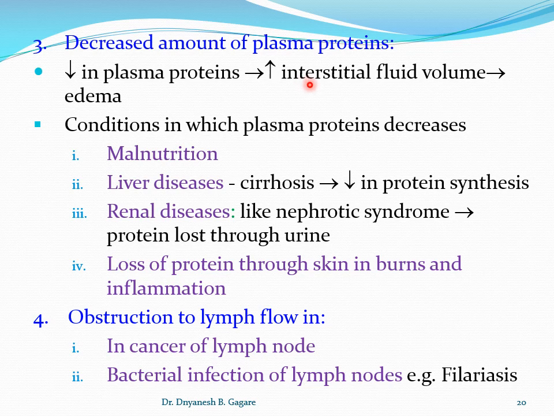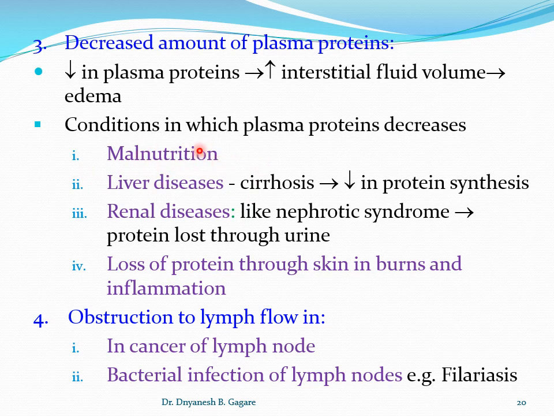that means there is a decrease in colloid osmotic pressure, and it is a negative pressure. If it is decreased, then the net outward force will be increased, and there is more filtration of the fluid. That means there is more formation of tissue fluid, called edema. Then the conditions in which plasma proteins decrease. So I will just mention when the plasma protein gets decreased, for example, malnutrition.